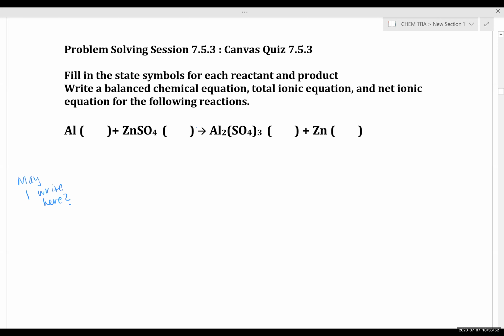And if there are any questions, sure. If you have a proposed solution, you're welcome to write. Yep, that's more than okay.